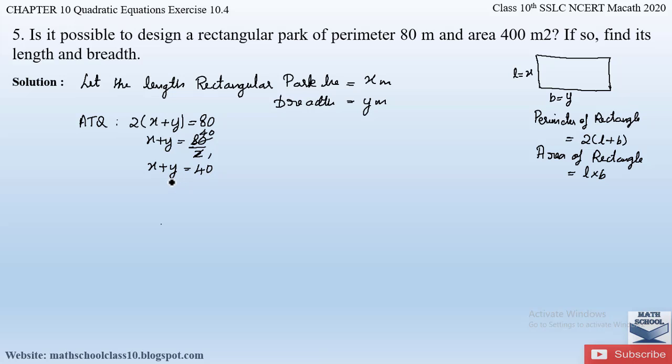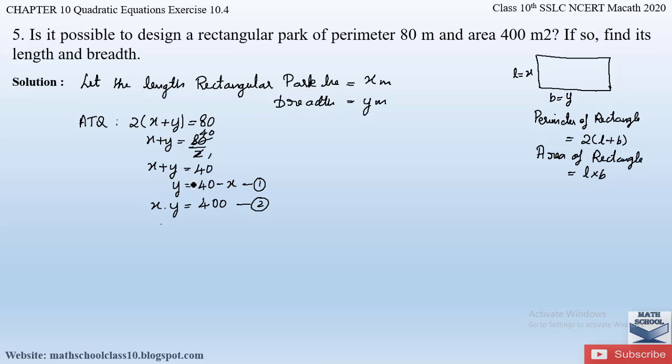Here let us find the y value by sending the x to the right hand side. So we will get y is equal to 40 minus x. Let us take this as equation 1. And the second condition given in the question is area is 400 meters square. So area of a rectangle is given by L into B. So length x into breadth y is equal to 400. Let this be equation 2.